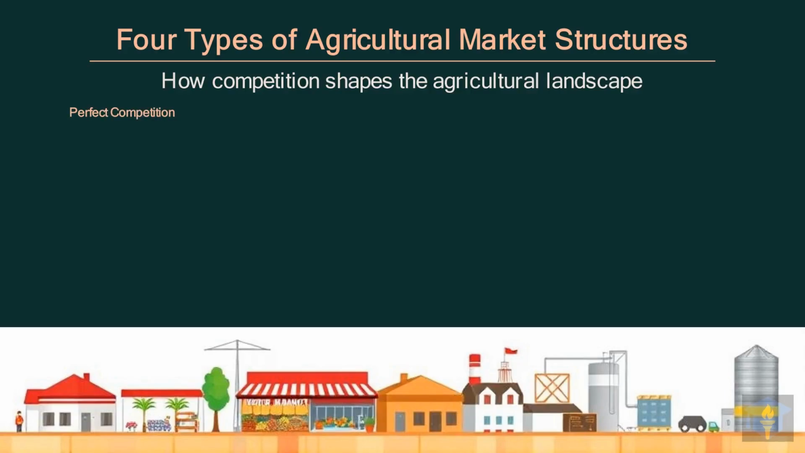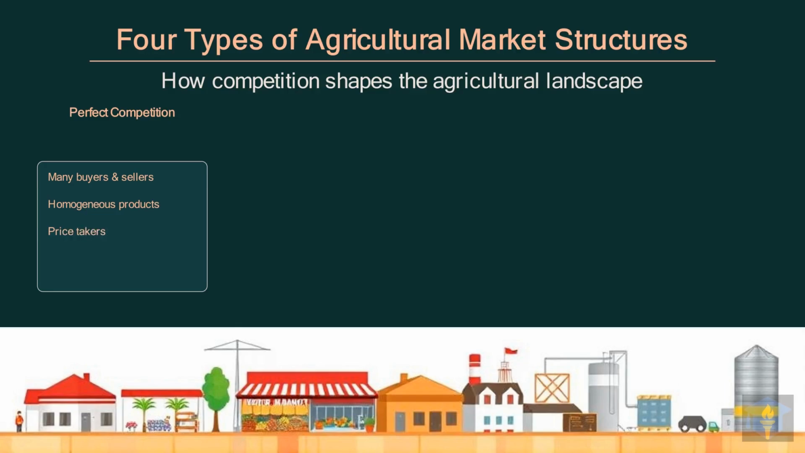First, we have perfect competition. This means many buyers and sellers in the market. All products are homogeneous or identical. Firms are price takers, not price setters. There's easy entry and exit from the market.